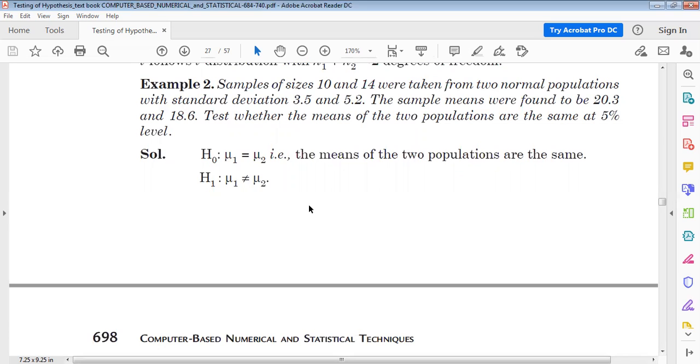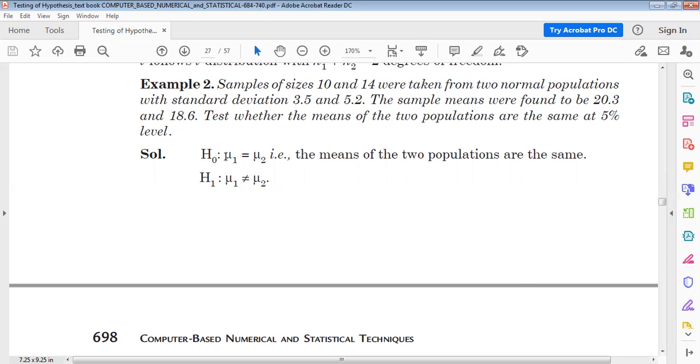Similarly, you can solve example 2 using the same procedure. Sample sizes of 10 and 14 are taken from two normal populations with the standard deviations S1 and S2 given. The sample means are found to be 20.3 and 28.6, the x bar and y bar. Test whether the two populations are the same at 5% level.